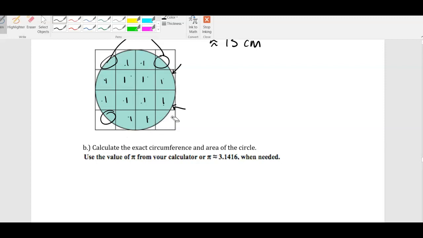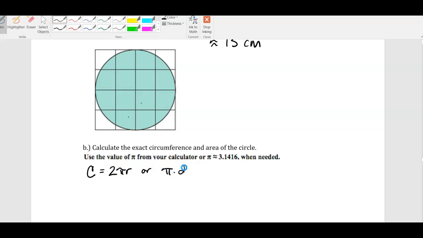So here, let me just erase this. So the circumference of a circle formula we can write down is 2 pi r, or pi times the diameter. So let's just use 2 pi r. So we know that the radius in this circle is 2. So 2 times pi times 2.